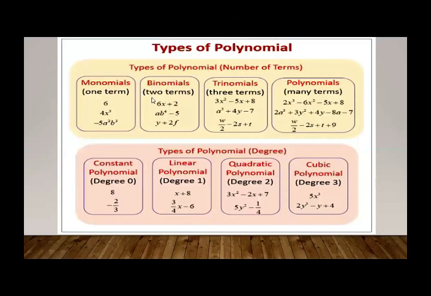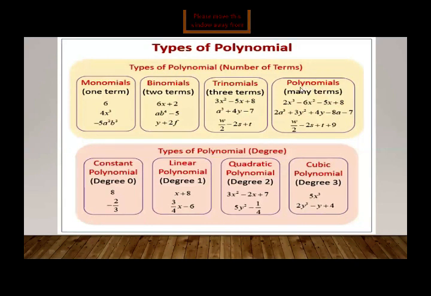Binomial, bi means 2, so the expression having two terms, like 6x plus 2, ab minus 5, y plus 2f. Then trinomial, tri means 3, the polynomial having three terms, like 3x square minus 5x plus 8, or a cube plus 4y minus 7, or w upon 2 minus 2x plus r.